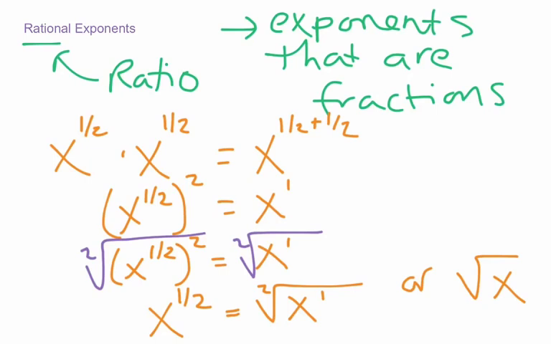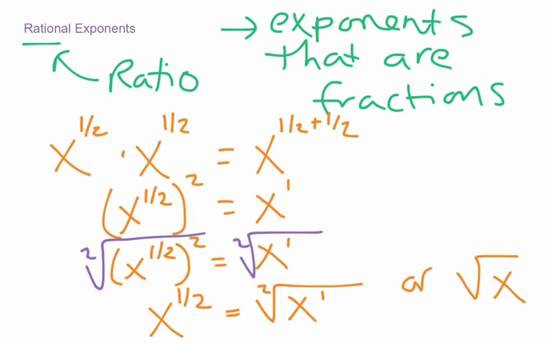You don't have to write the index of 2, and you don't have to write the exponent 1, but I do want you to see that. So x to the 1/2, where about 2.5 minutes ago we didn't really know what x to the 1/2 was or what it could mean, now we actually do see what it is. X to the 1/2 is another way of writing the square root of x.